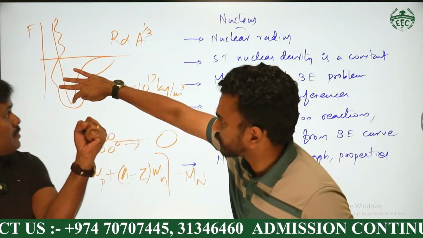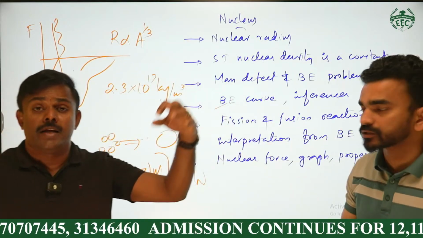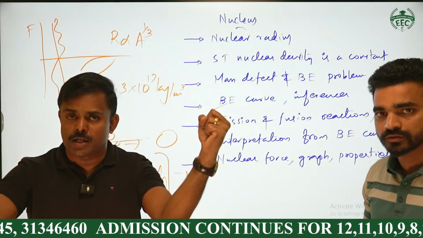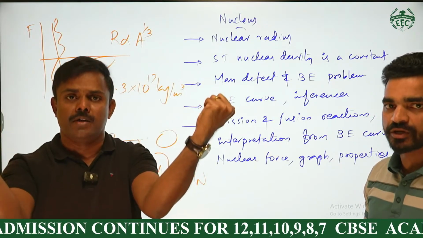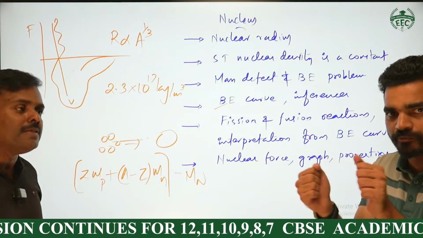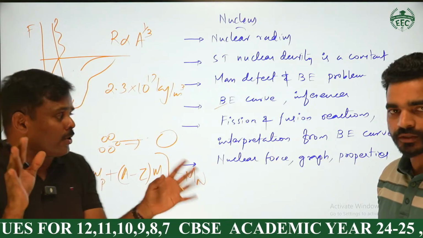For nucleons, this value is 0.8 femtometer, 0.8 Fermi. If you bring the nucleons closer, it is attractive, but all of a sudden it turns repulsive within 0.8 femtometer. The reasons for that you don't have to know.